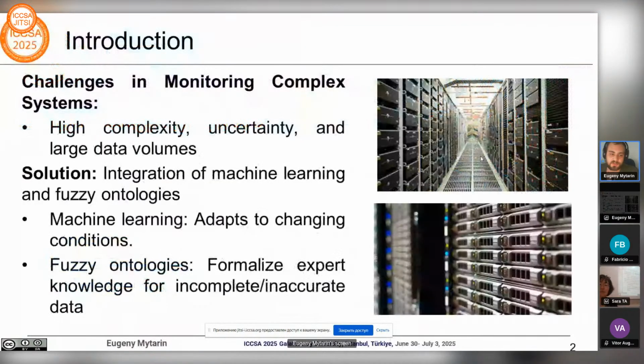Modern technical systems such as data storage servers are highly complex and generate a vast amount of data. Traditional monitoring methods struggle with uncertainty, accuracy, and scalability. Our solution combines two powerful approaches: machine learning, which adapts to dynamic conditions, and fuzzy ontologies, which formalize expert knowledge to handle incomplete or noisy data. This hybrid approach enables predictive diagnostics, a feature lacking in existing tools. Today, I'll walk you through how we achieve this.